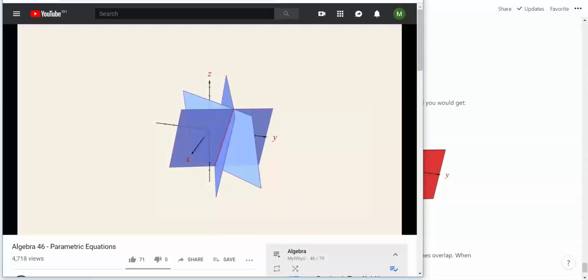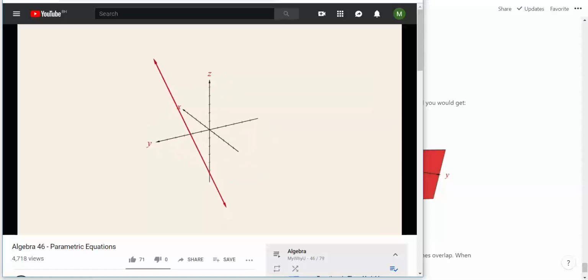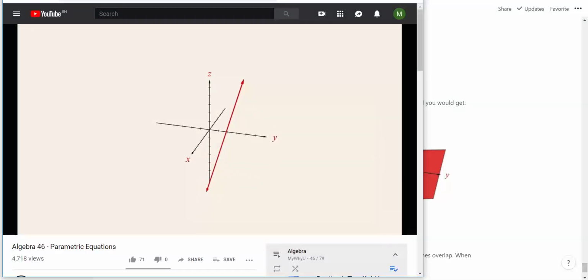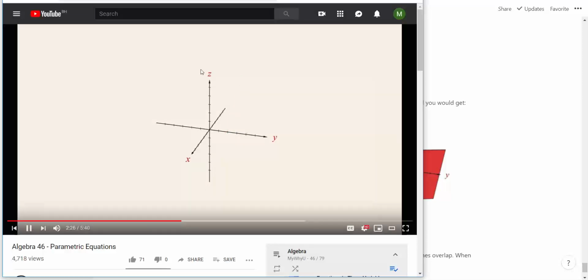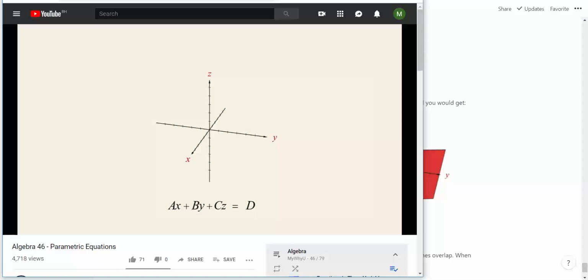Since a line in three dimensions is a linear object, you might think that it could be described by a linear equation in x, y, and z. But as we have seen, linear equations in three variables describe planes, not lines. In order to mathematically describe a line in three-dimensional space, we need a way to define the values of the three coordinates at every point along the line.